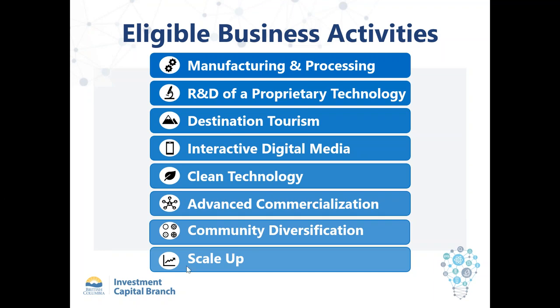And then finally, scale up. Scale up is for companies that have been in the program for 2 years, they've already raised money in the program, and they've developed a product and they're now ready to commercialize it, and they need to raise funds for their marketing activities. And so those are the eight categories that a business must be in. And the way that we assess whether a business is in one of these categories is that in our regulation, there is a formula, and the business must have more than 50% of its assets plus its expenses engaged in one or more of these qualifying activities.